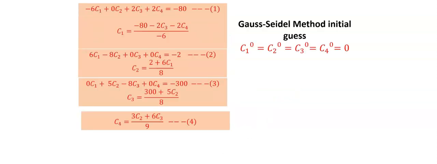First we have to express all these equations in terms of: the first equation in terms of C1, the second equation in terms of C2, the third equation in terms of C3, and the fourth equation in terms of C4. Now for the Gauss-Seidel method, the initial guess is C1 equal to C2 equal to C3 equal to C4 equal to 0. So we have 4 equations and we have the guess values. Now we have to solve that.